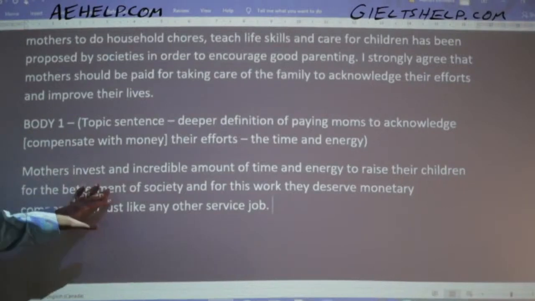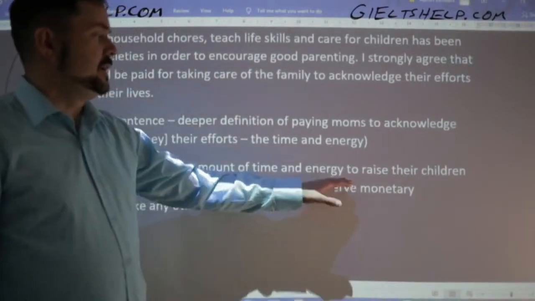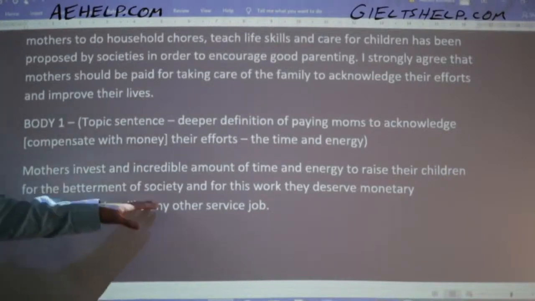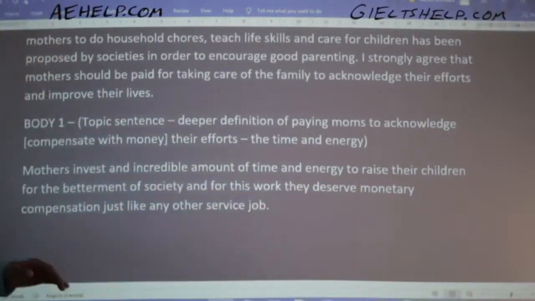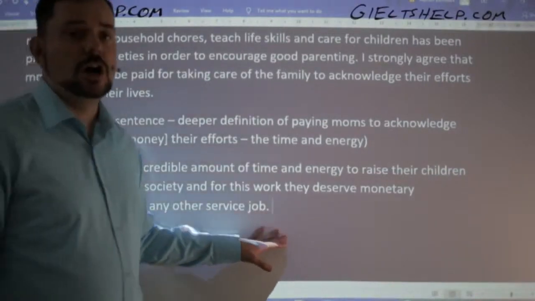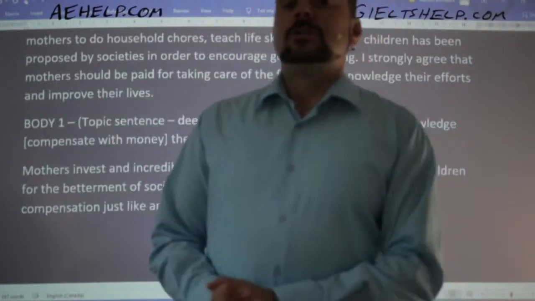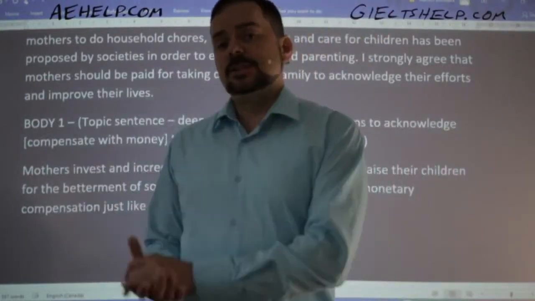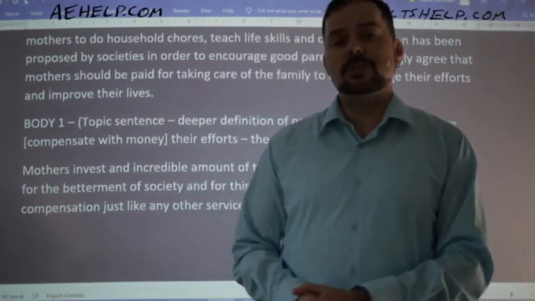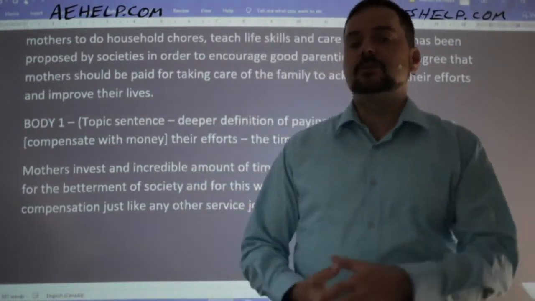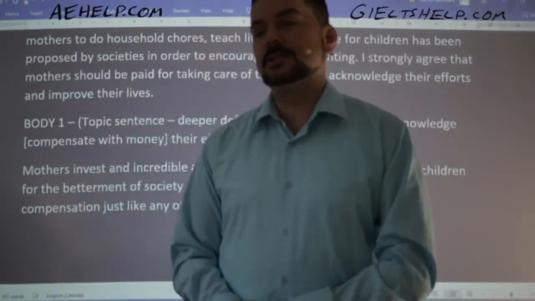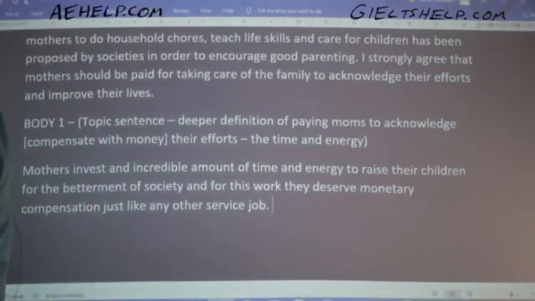Mothers invest an incredible amount of time and energy to raise their children for the betterment of society. And for this work, they deserve monetary compensation, just like any other service job, right? If you go to the hospital, doctors get paid. If you go to a school, teachers get paid. So when mothers take care of their sick child or when mothers educate their children, they should get paid. It's a fair argument. Okay?